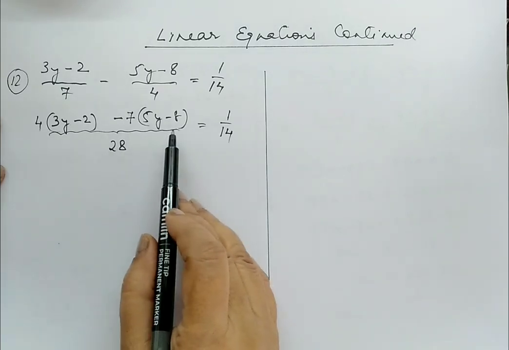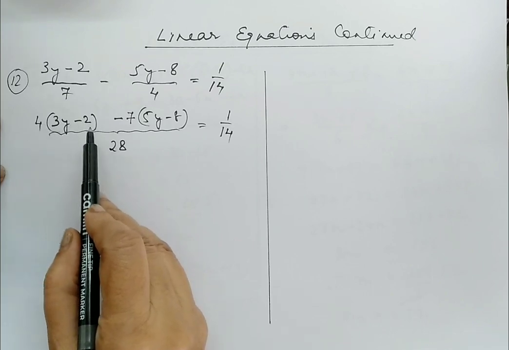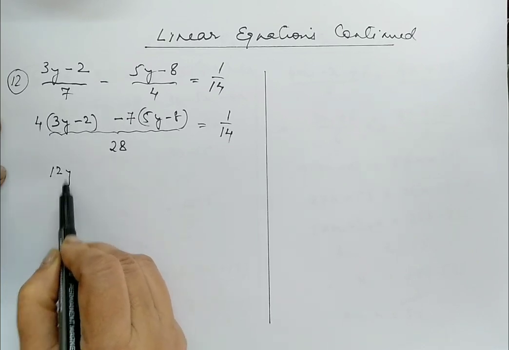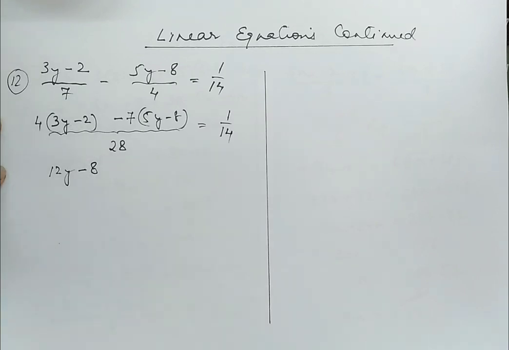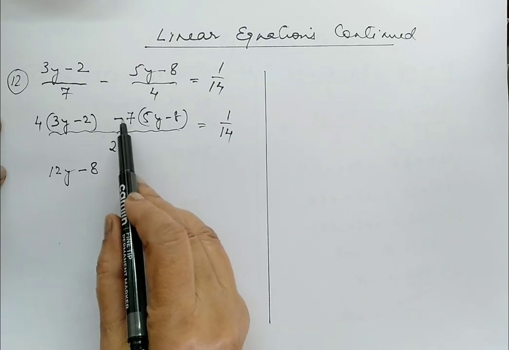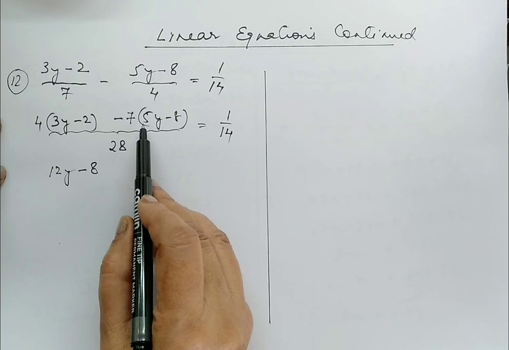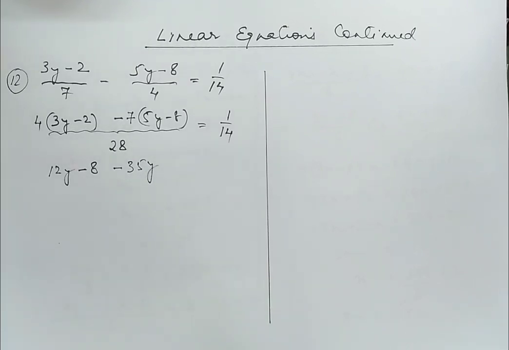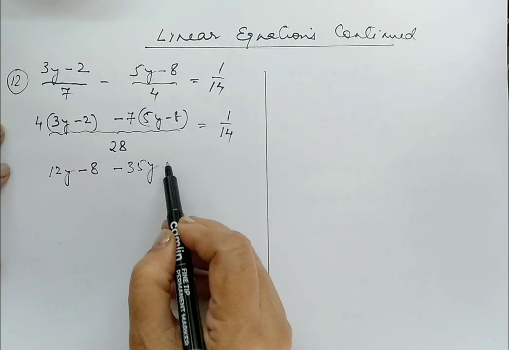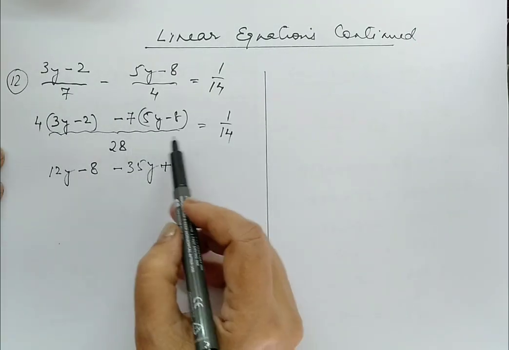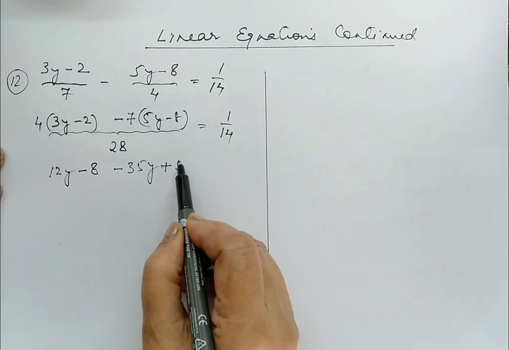Now once again we have come to a situation where we need to multiply and open up the bracket. So 4 into 3 is 12i, 4 into 2 is minus 8. Here minus 7, remember, do not forget this minus. Minus 7 multiplied by plus 5i is equal to minus 35i. Alright guys, clear? And minus times minus is plus, so 7 eights are obviously 56.